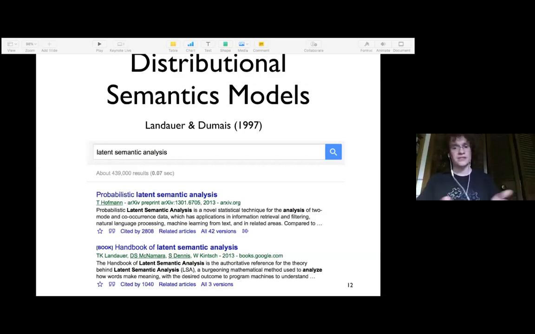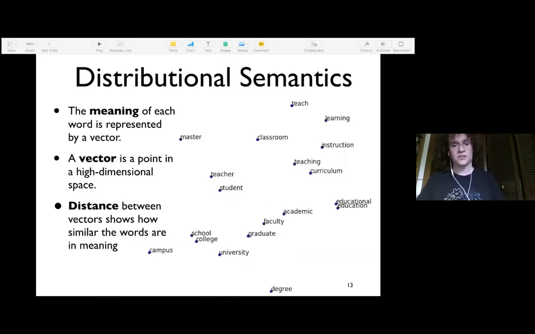Type latent semantic analysis into Google, and you get nearly 500,000 results. The way distributional semantic models work is they represent the meaning of each word as a vector. So it's a lot like a semantic pointer, in Chris Eliasmith's terminology. And the distance between these vectors shows how similar the words are in meaning.